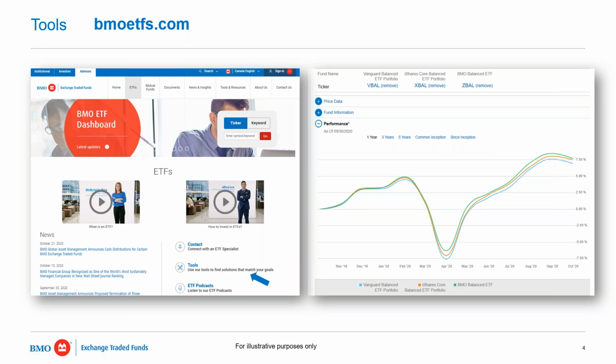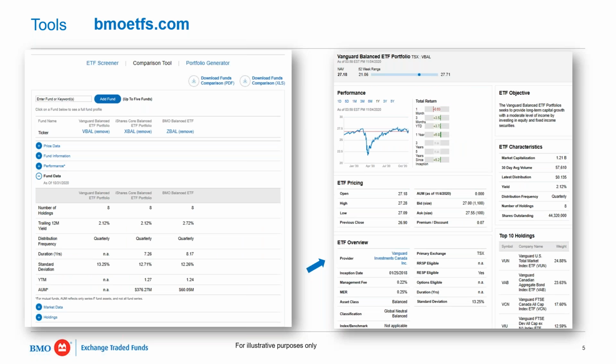Now, beyond that, just showing the depth of this tool for you, what you can do is look beyond performance metrics at other key metrics around the exchange traded funds, whether it's the fund data, the market data, the holdings. All those key metrics are available for you on a side-by-side comparison, really making it very easy to do your analytics. And then one more thing that I think is a nice value add. If you take a look at those tickers across the top where it says VBAL, XBAL, ZBAL, you just click on those tickers and up comes a one-pager snapshot on the respective ETF.